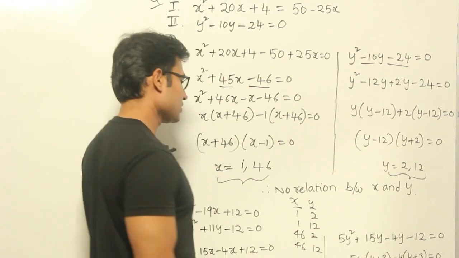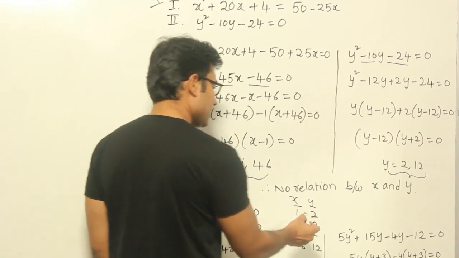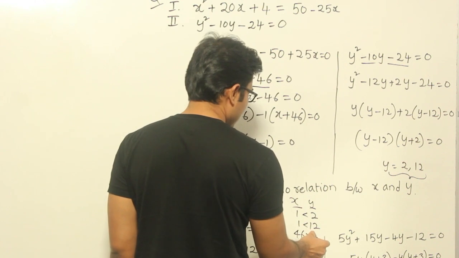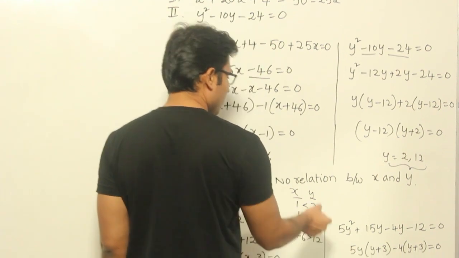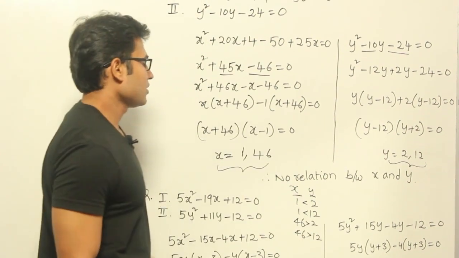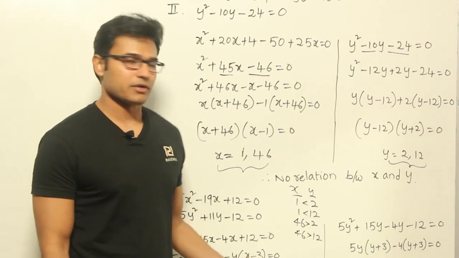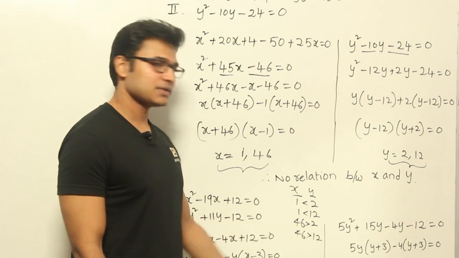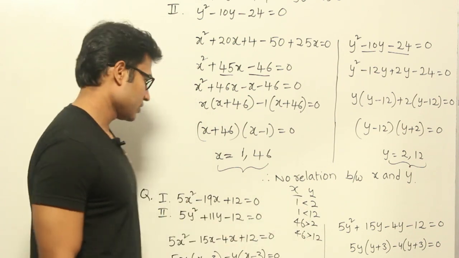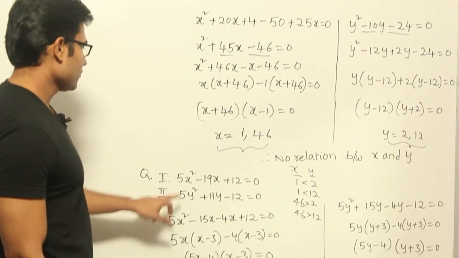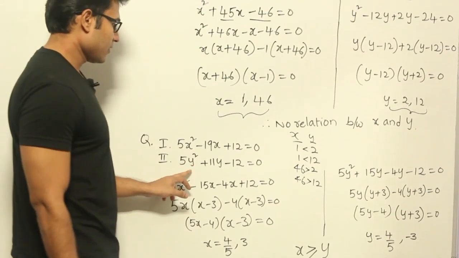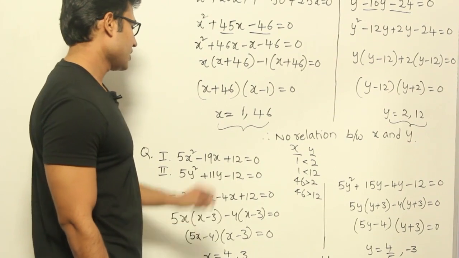Now if you compare these x and y values, in this case this is less, in this case it is greater. So we cannot say whether it is less or greater or less than or equal to or greater than or equal to. Therefore there is no relation between x and y. Sometimes it is greater, sometimes it is lesser. So we cannot say anything about it. Okay.